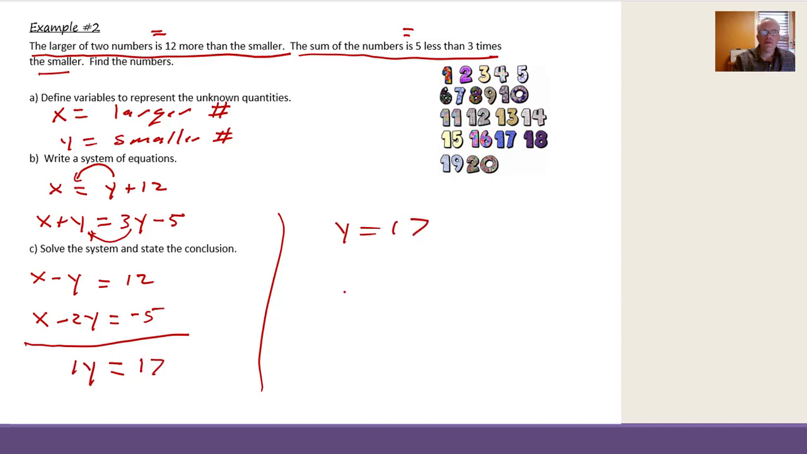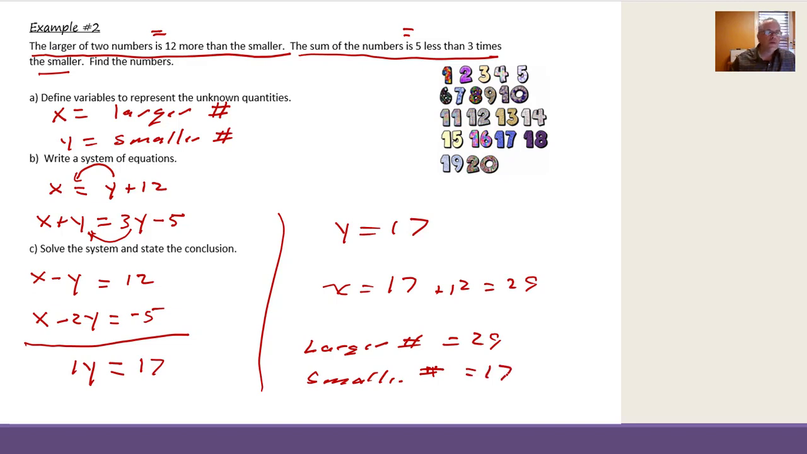Okay, let's go back to the first equation and get x. So we get x is y, which is 17, plus 12, which is 29. So the larger number is 29, and the smaller number is 17.